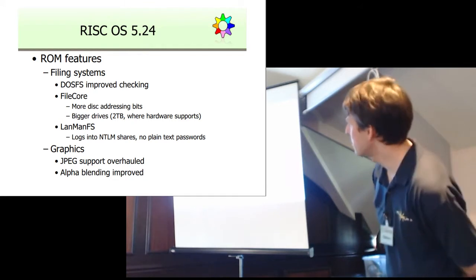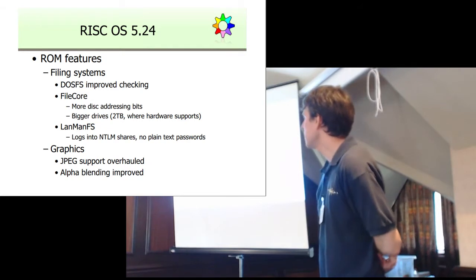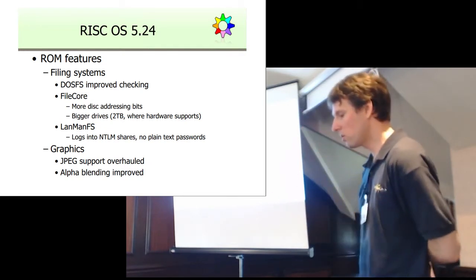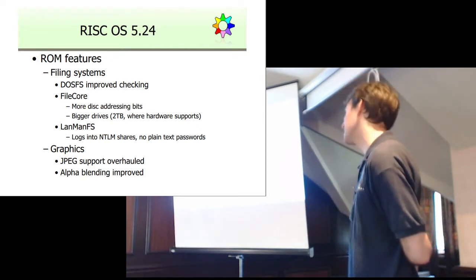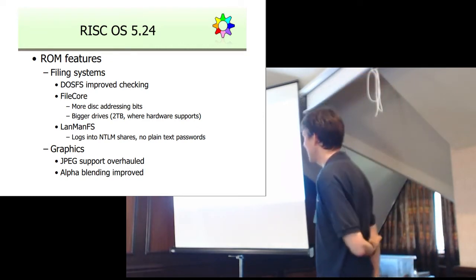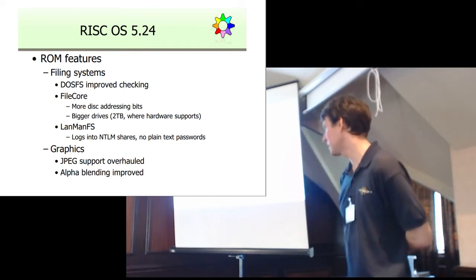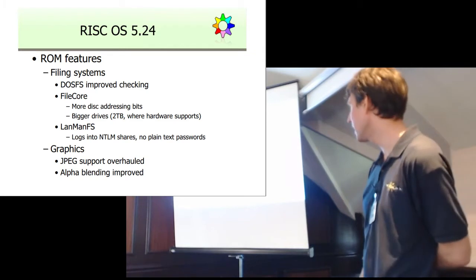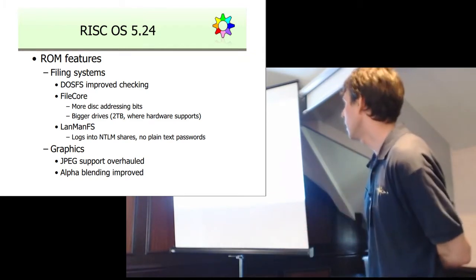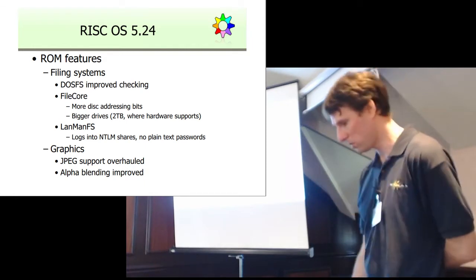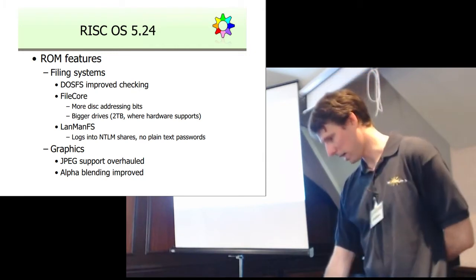FileCore can mount drives up to 2 terabytes in size. LAMNFS, which is the filing system to talk to Windows, will now do, or it's not, I wouldn't say secure. It's sort of slightly secure. NTLM sharing is better than a plain text password, but it's, again, still, you could crack it on a wristwatch in a few minutes. But it at least allows you to connect to Windows 7 and Windows 10, which no longer allows plain text passwords at all. And the JPEG, I showed you the parrot picture earlier, so you know all about JPEG.